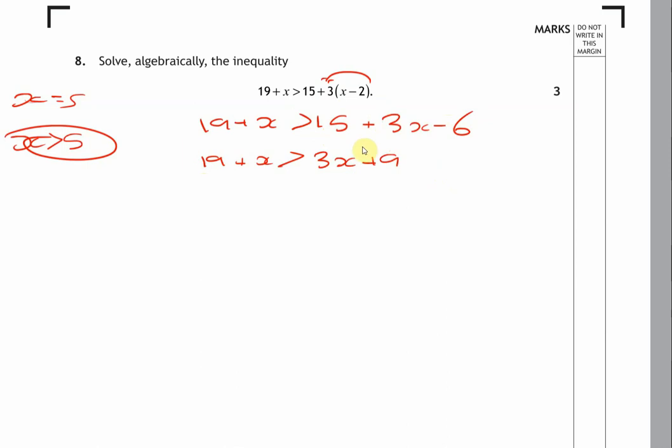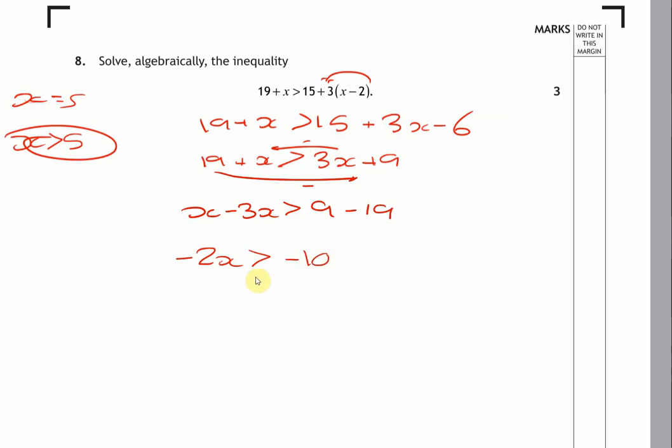So then what we can do is bring this plus 3x across to the other side, and then this 19 across to that side. So this would go over as negative, and this would go over as negative as well. So what we end up with is x minus 3x is greater than 9 minus 19. So now we can do x minus 3x, which is minus 2x, is greater than 9 take away 19, which is minus 10. So then we divide by minus 2.